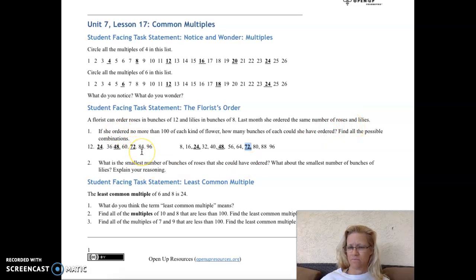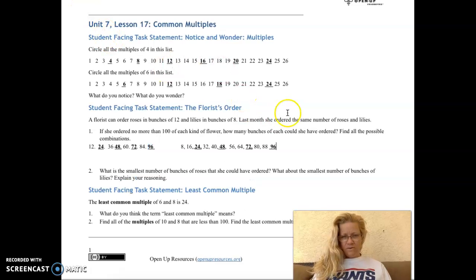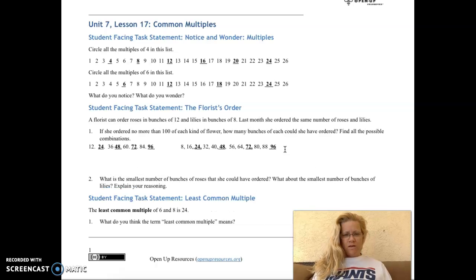Okay, 84, not a common multiple. 96. All right, I can see now that that is a common multiple. So I'm going to highlight and underline that. Okay, so looking at the numbers that they have in common, say I start with 24. Bold and underline.